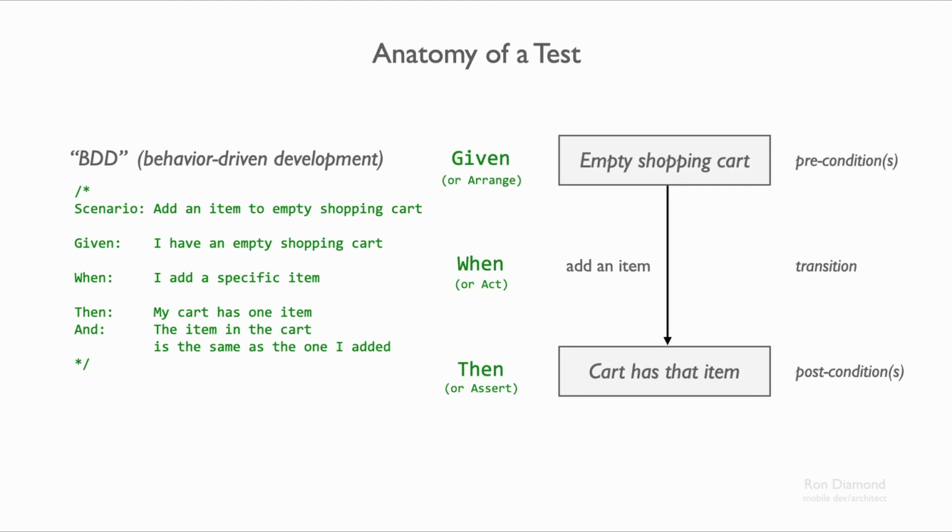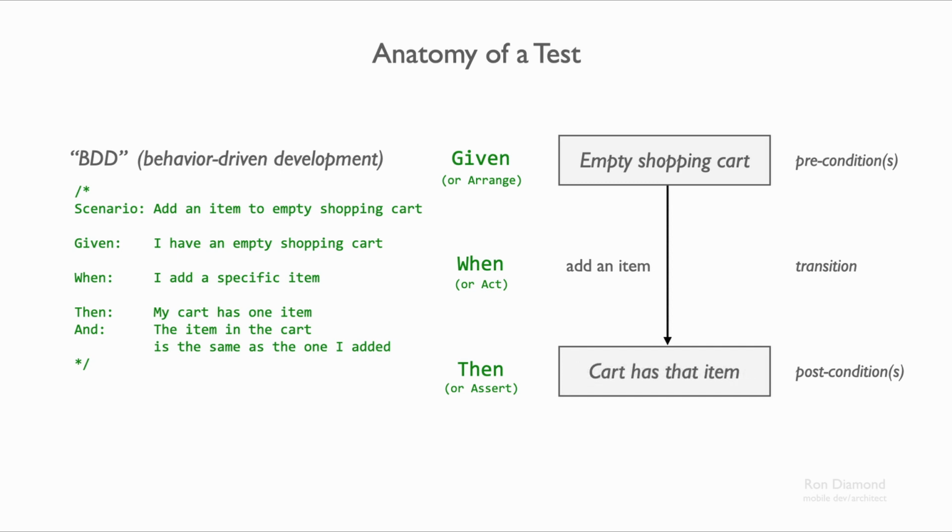Let's say we have a shopping cart, and our scenario in this case is to add an item to an empty shopping cart. So the precondition is that we have an empty shopping cart. The transition is that we add an item, a specific item. And then we expect that the cart now has one item, and the item in the cart is the same one that we added. Simple enough.